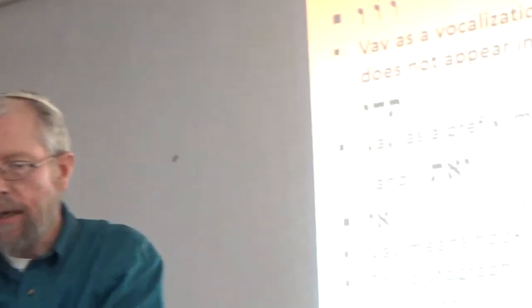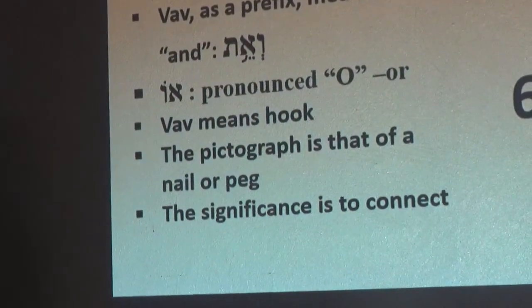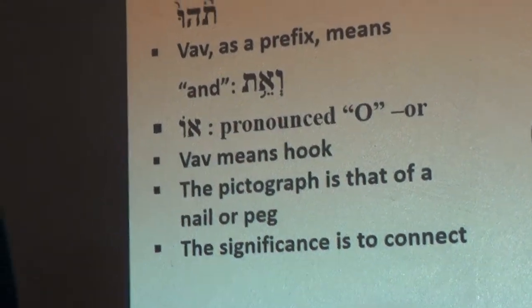And so the pictograph is that of a nail or a peg or a tack or any of those kinds of things. And the significance is to connect. The defining term is connection, to connect together.